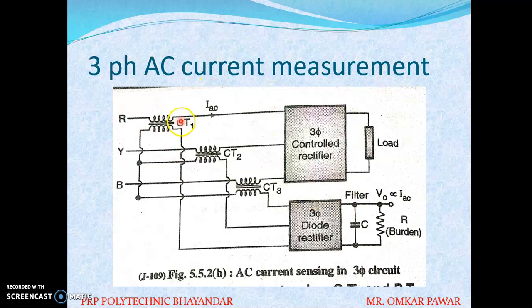In a similar way, three-phase AC current can be measured. Three CTs are required, and that three CTs voltage is converted into DC voltage, and the voltage across this is directly proportional to the current in that AC line.